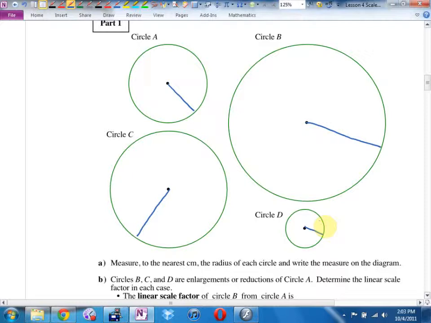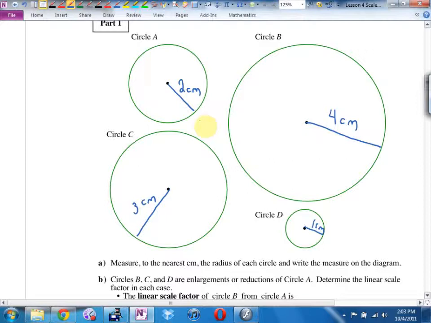What's the radius of circle A, Jordan? 2 centimeters? Circle B? 4 centimeters? Circle C? 3 centimeters? And circle D, I'm going to guess, is 1 centimeter? On my screen, it looks totally different. This looks like about 1.5 centimeters. This looks like 5. Anyways.